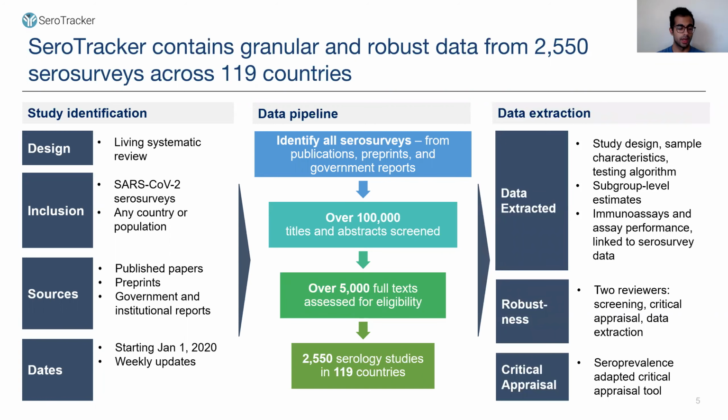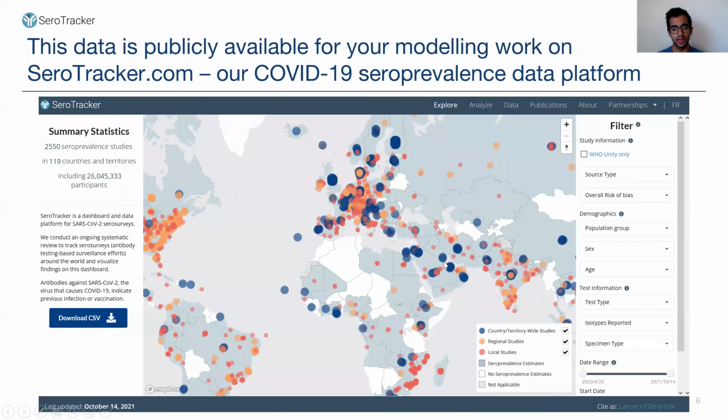From each of these studies, into a standardized data extraction form, we pull out information about how that study was done, the design of the study, the characteristics of the sample, the testing algorithm used, seroprevalence for the overall population studied, also for specific population subgroups, the immunoassay used, and so on. We do this in duplicate and also provide human assessment of what the quality of that data looks like. We critically appraise it. All of this feeds our dashboard on serotracker.com, which is a data platform for these studies.